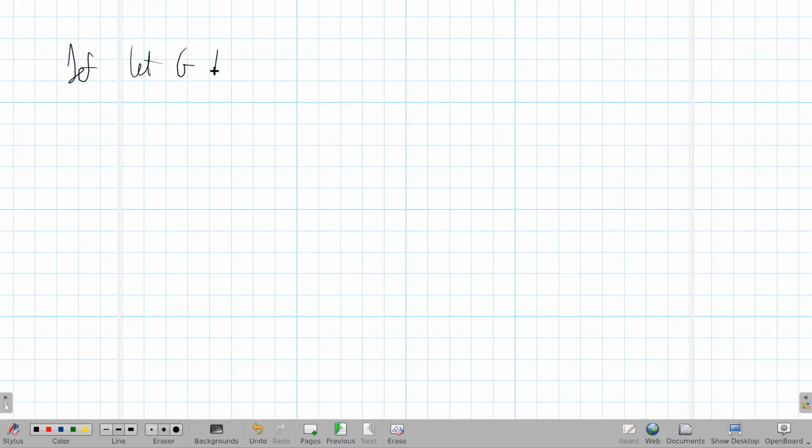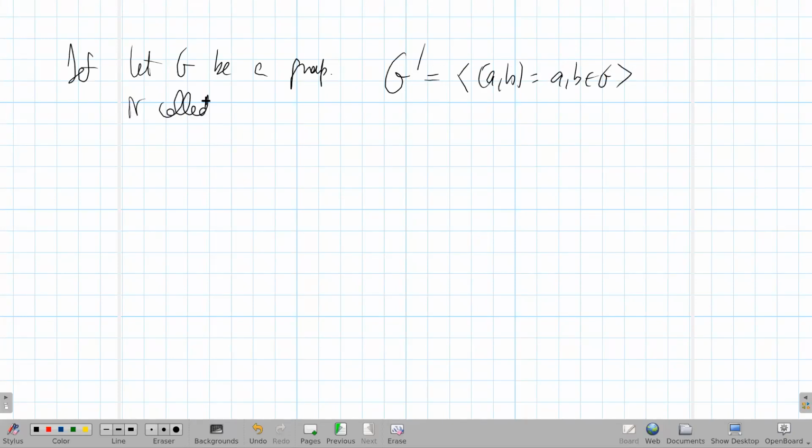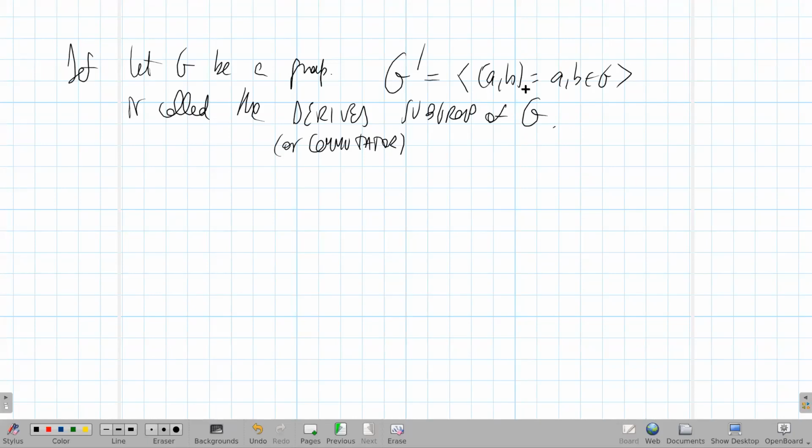Let G be a group. There is a subgroup which is traditionally denoted by G prime, which is the subgroup generated by all the commutators. It's called the derived subgroup, or commutator subgroup. Well, commutator is obvious. So the derived subgroup of G. Perhaps I should mention it's in the notes. This is a group generated by the commutators.